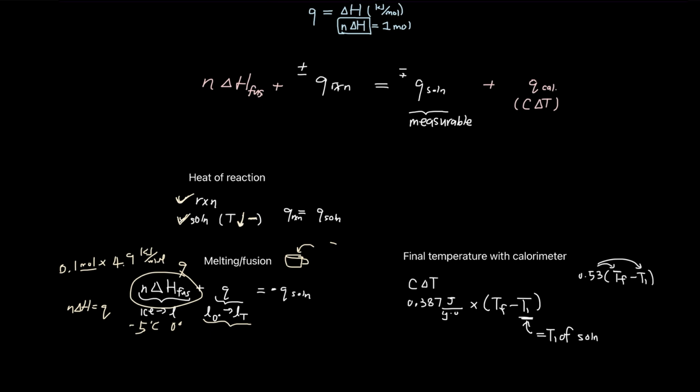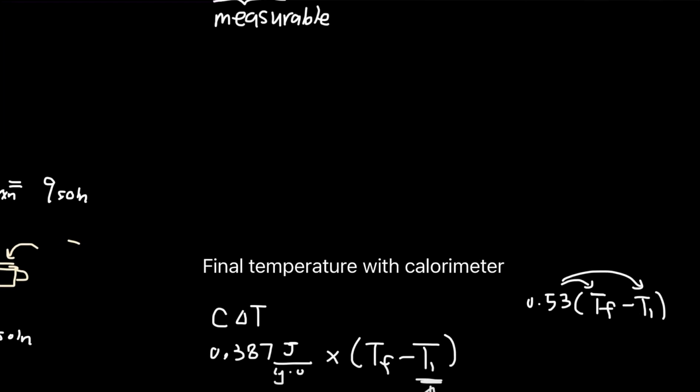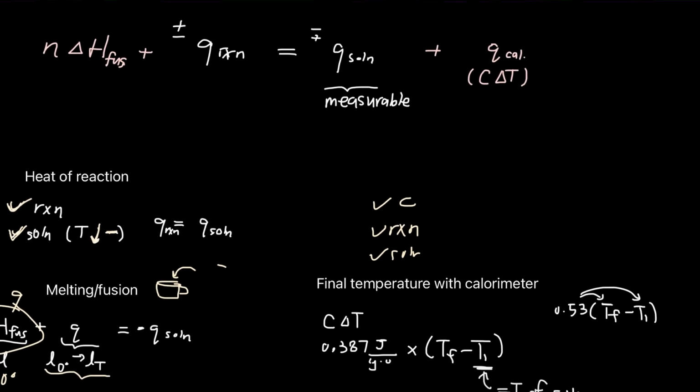Another scenario is they can ask you, what is the final temperature of this problem where you do have a reaction and you also have a solution? But they also tell you some weird information about the heat capacity of the calorimeter. If they tell you the heat capacity of the calorimeter, you will need to use it. So you would need to put it on the solution side, because that is also the heat gained by the system.